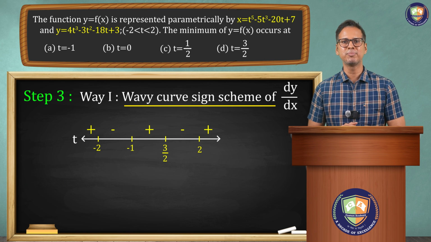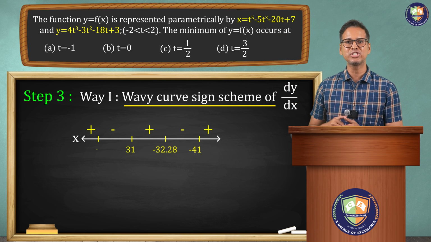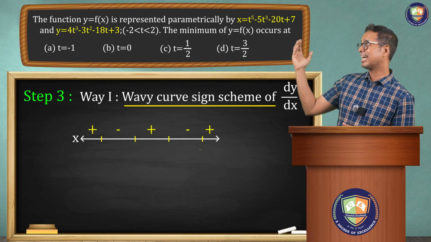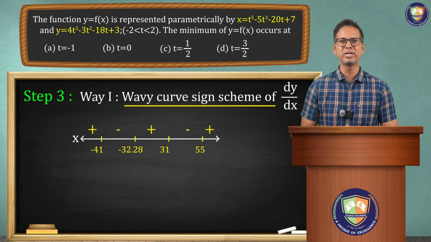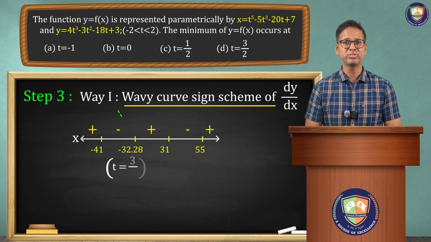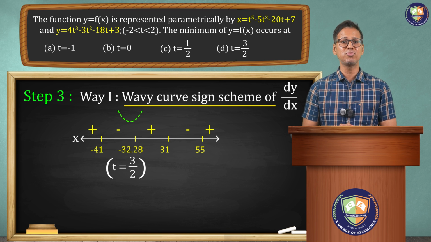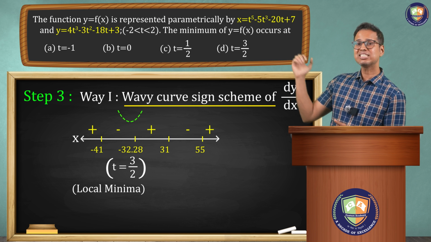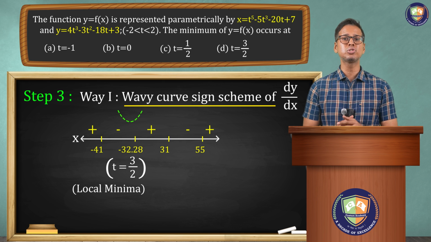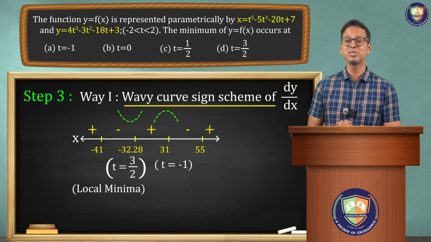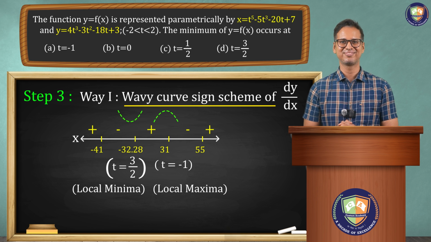So when you convert this number line in terms of x as shown here, you will realize that at x equal to -32.28, which corresponds to t equal to 3 by 2, there is a point of local minima. And at x equal to 31, which corresponds to t equal to -1, there is a point of local maxima.